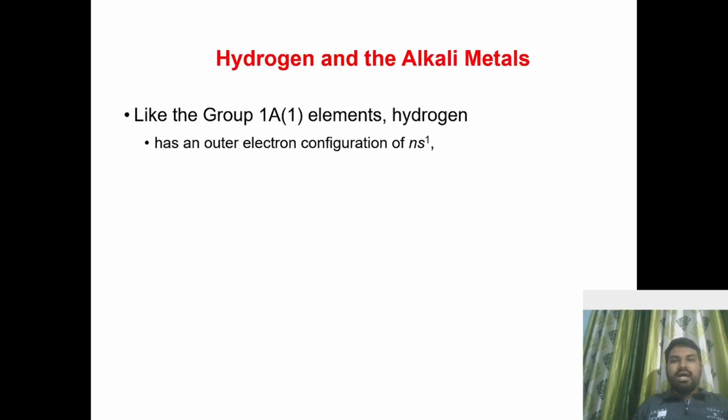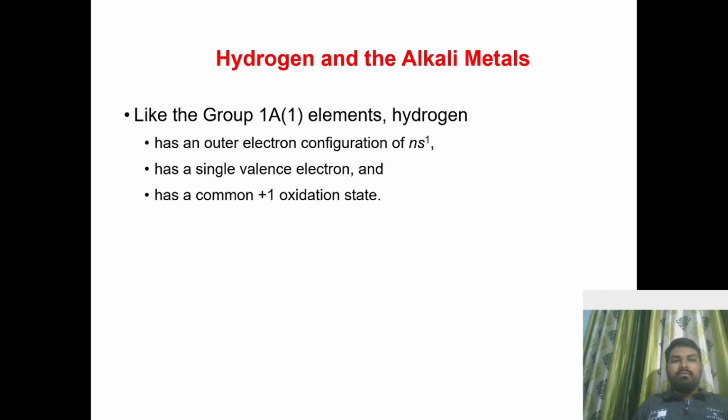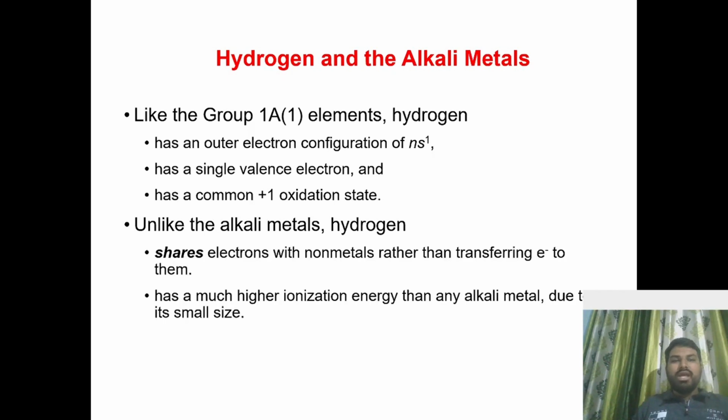Now, hydrogen and the alkali metals, like the group 1A elements. Hydrogen has an outer electronic configuration of ns1, which means one electron in its outermost shell. It has a single valence electron and a common +1 oxidation state. Unlike the alkali metals, hydrogen shares electrons with non-metals rather than transferring electrons to them. It has a much higher ionization energy than any alkali metal due to its small size.